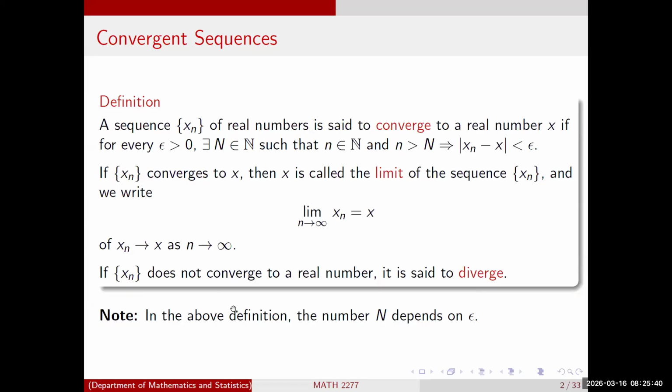And in this above definition, the number N depends on epsilon. So just like we saw with delta when we talked about limits of functions, the delta you got depends on epsilon. In a similar way, the N you get here depends on epsilon. If I change the value of epsilon, then the value of N here is going to change, right? It's not always possible to find N that works for all epsilon.